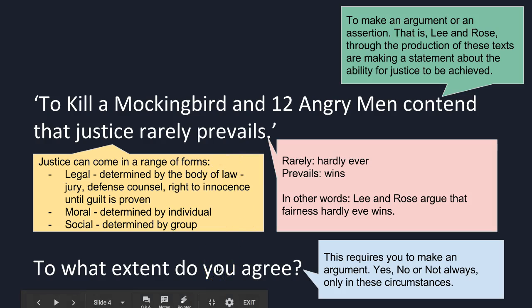So you need to have some firm opinions on the text and what it's doing in order to be able to make a case for whatever position you want to take on this idea of whether justice wins out or not. Before we get to that, we're going to unpack a few of the key words, which are contend, justice rarely prevails, and then this to what extent do you agree question at the bottom.